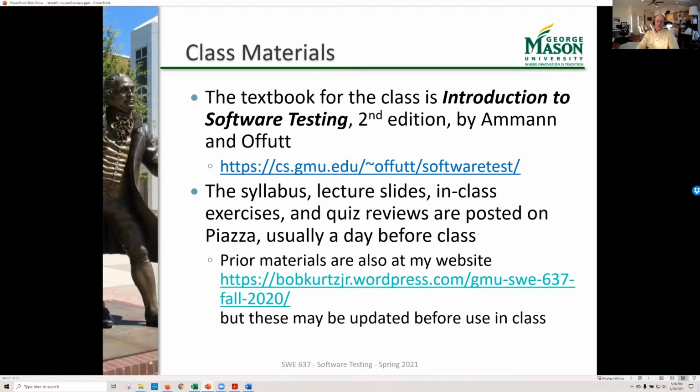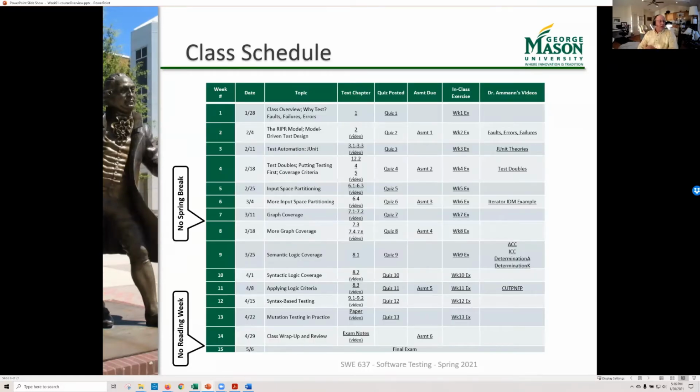So if you look ahead on that site, you may see things that are slightly different from what we actually end up doing in class, but it won't be a whole lot different. So here's our class schedule. This is on the posted syllabus as well.